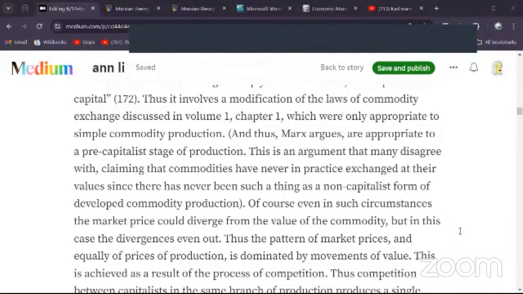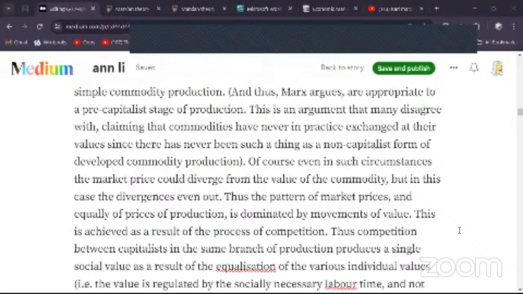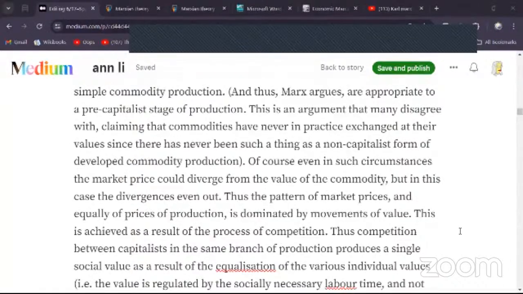Of course, even in such circumstances, the market price could diverge from the value of the commodity. But in this case, the divergences even out. Thus, the pattern of market prices, and equally of prices of production, is dominated by movements of value. So it's, again, a little slippery, and maybe you could get this to work for other reasons. This is achieved as a result of the process of competition. And you can read this in a variety of ways.